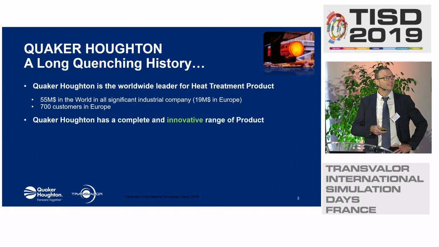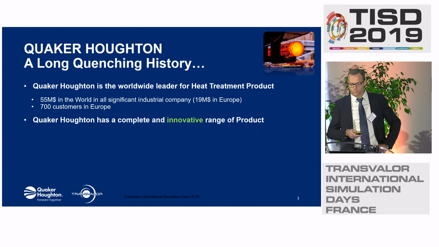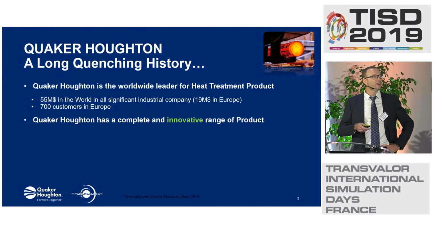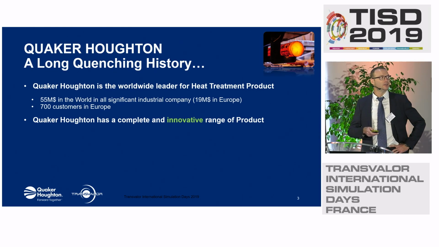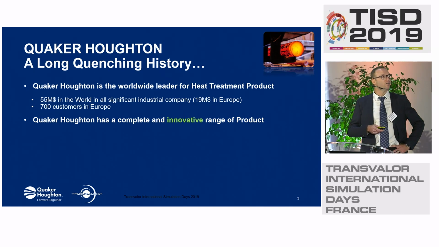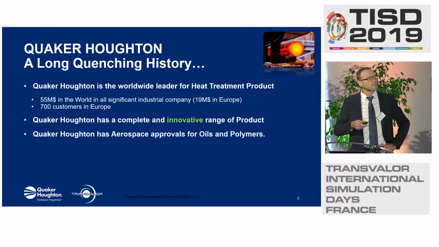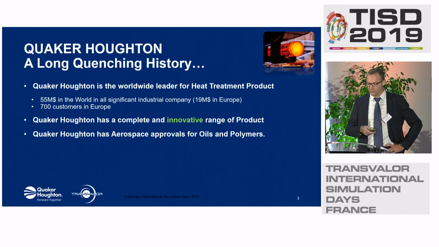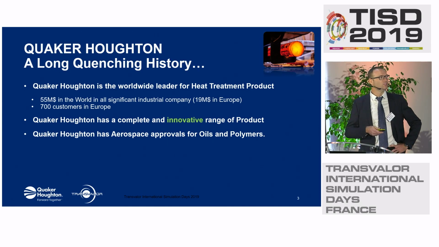Quaker Houghton has a complete and innovative range of products, and I highlight innovative because our goal is not to propose something equivalent to some other product from the market, but to give something with value added, like health and safety, like performance with more productivity, or with cost savings. Quaker Houghton has aerospace approval for oils and polymers, and we were the first to create oils and polymers. We developed first this type of quenching media in the previous century.